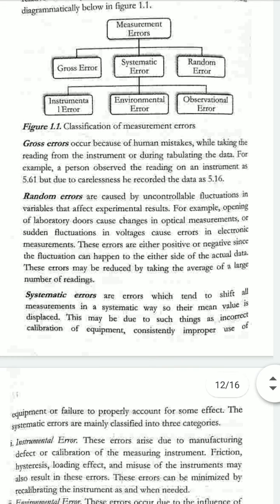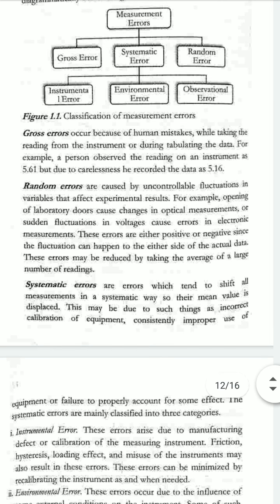What is random error? Random error is an uncontrollable fluctuation in the measurement system. Due to that, experimental results will vary, isn't it? So, for example, if you have an optical measurement setup, due to opening of the laboratory doors, this light beam will be deflecting a little bit. So there can be some error. So these are uncontrollable fluctuations, isn't it? So due to that, there can be random error. That is called a random error.